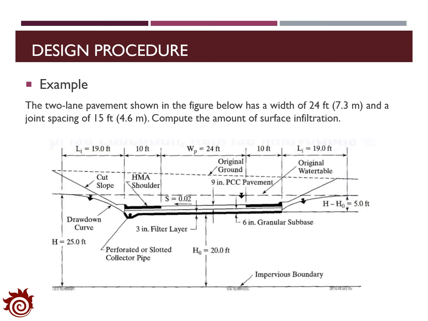Now let's check one example to see how we can estimate the inflow rate for one pavement. Here we are considering a two-lane pavement as shown in the figure. The width of the pavement is 24 feet, and the joint spacing is set as 15 feet. Here we are considering a PCC pavement. It wants us to find out the amount of the surface infiltration.